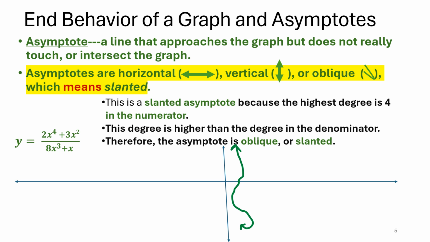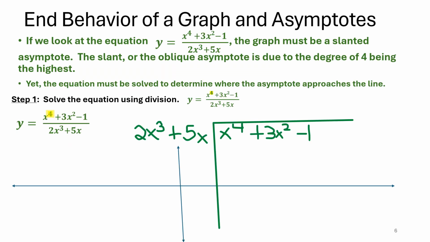Okay, what about this one? This is a slanted asymptote because the degree now is up top. So it's going to be slanted or oblique. Oblique and slanted mean the same thing. Okay, so you have the first half of graphing it done.